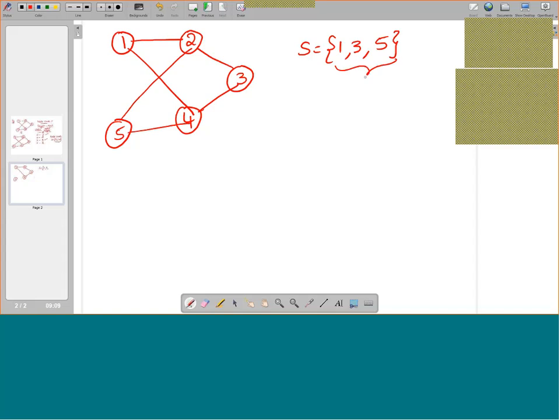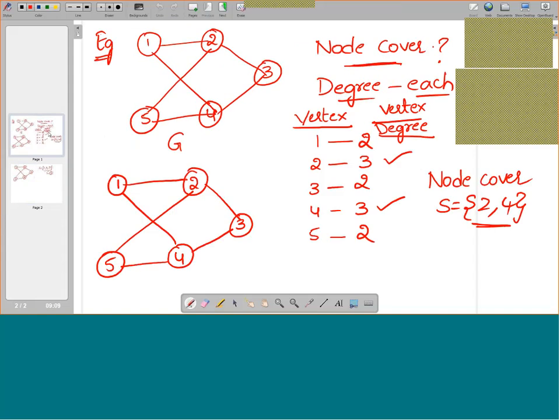Here what is the cover size? 3. So here the set S contains 3 vertices. In the previous one, the set contains 2 vertices. So like this, we'll be finding all the possibilities of the node cover. The first node cover contains only 2 vertices. By using 2, 4, we can draw all the edges.